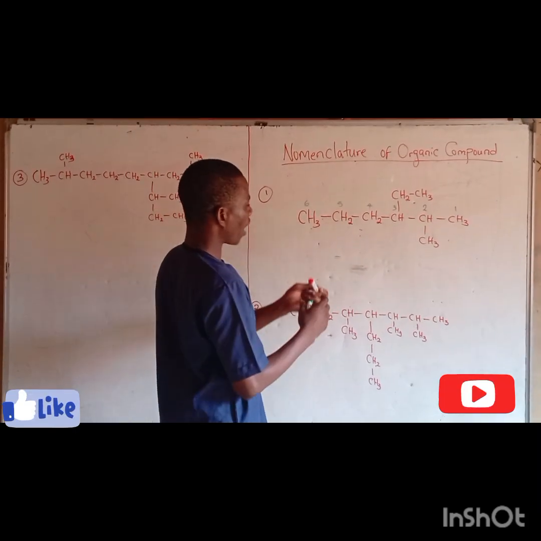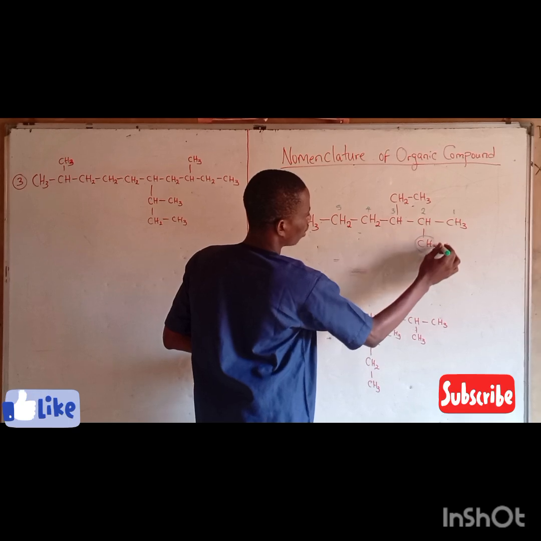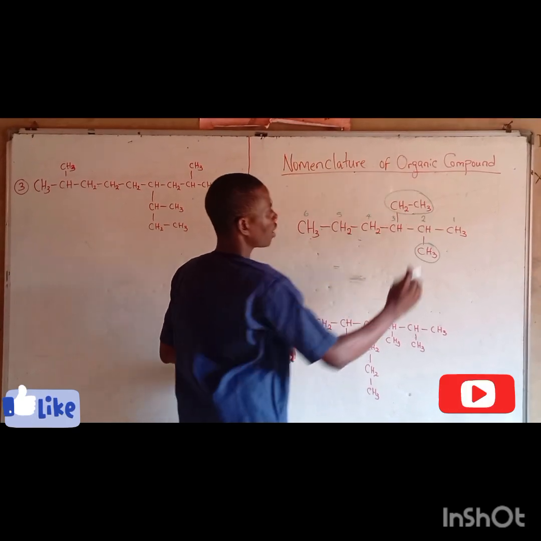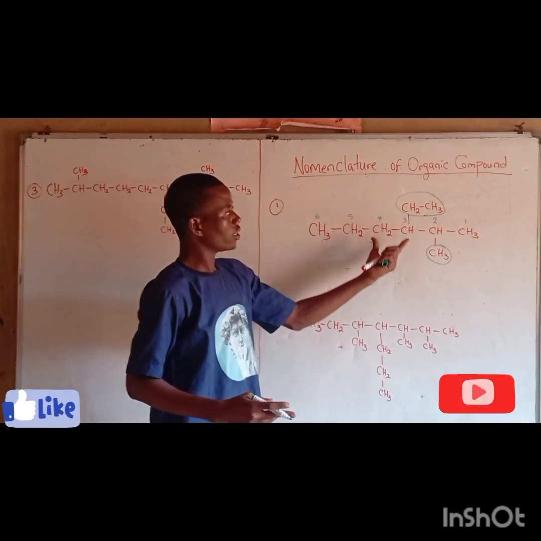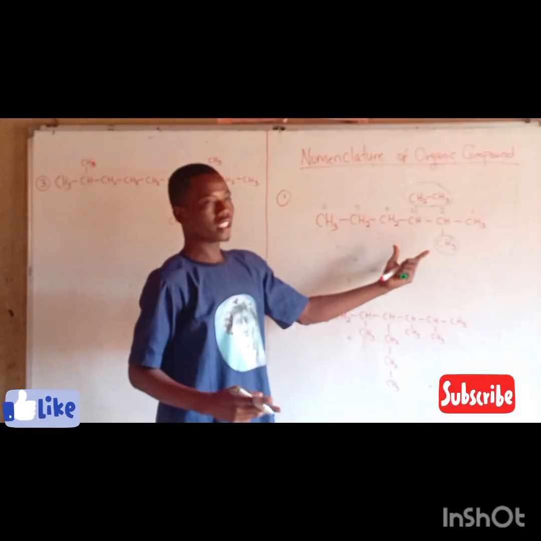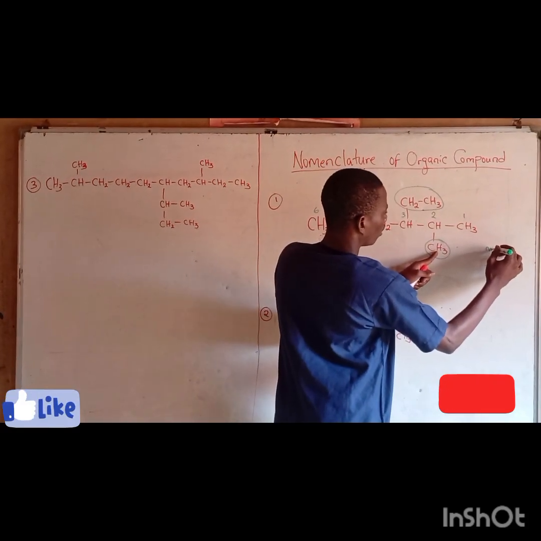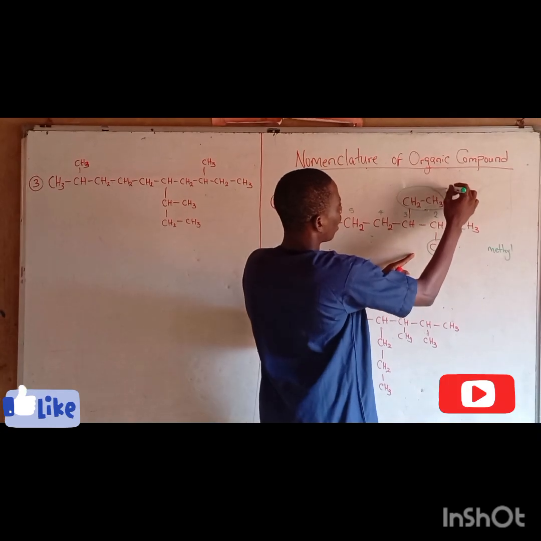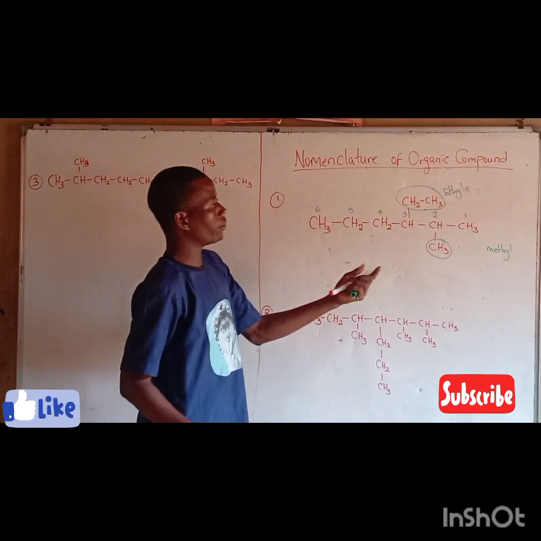Now, in this compound, we are having 2 types of attachments. We have one here, and we have the other one here. And these 2 attachments are different. This one is methyl, while this one is ethyl. Then how do you name them?